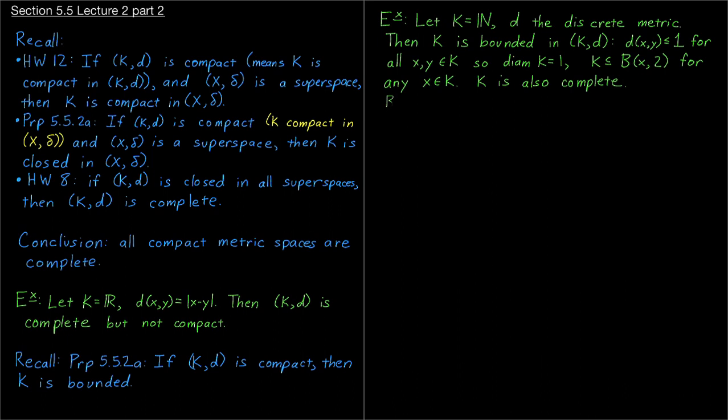And by examples 5.2.2c and 5.2.4c, K is complete. So under the discrete metric, the only way to be a Cauchy sequence is to eventually be constant, and the only way to be a convergent sequence is to eventually be constant. So of course, all Cauchy sequences are convergent, and that's precisely the definition of complete.